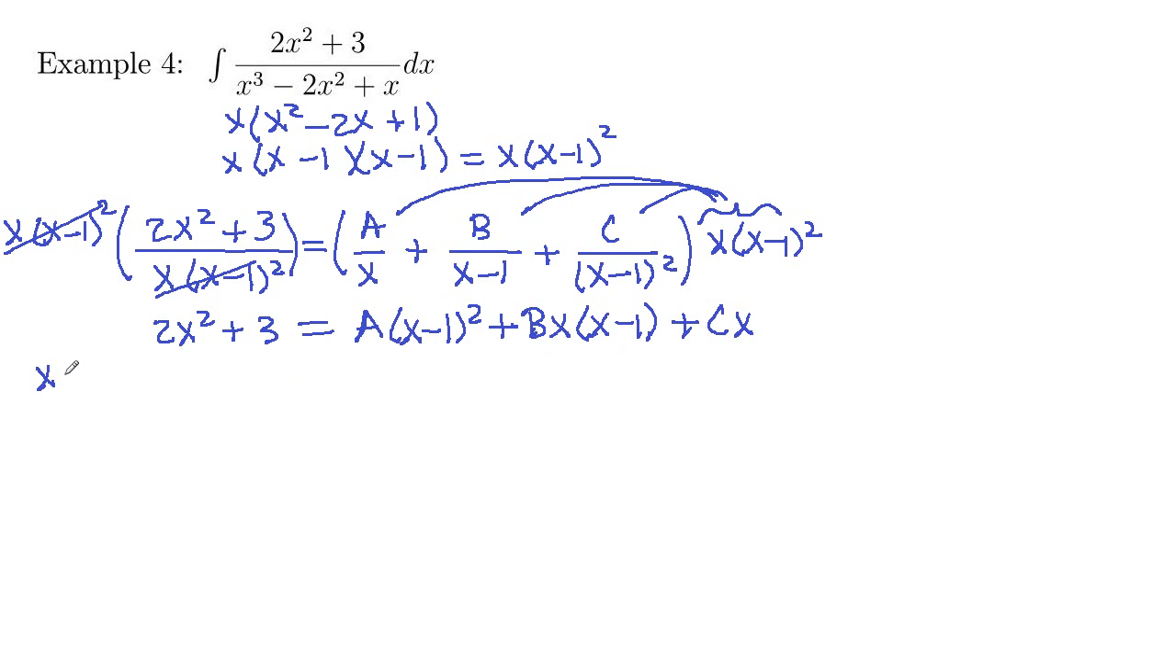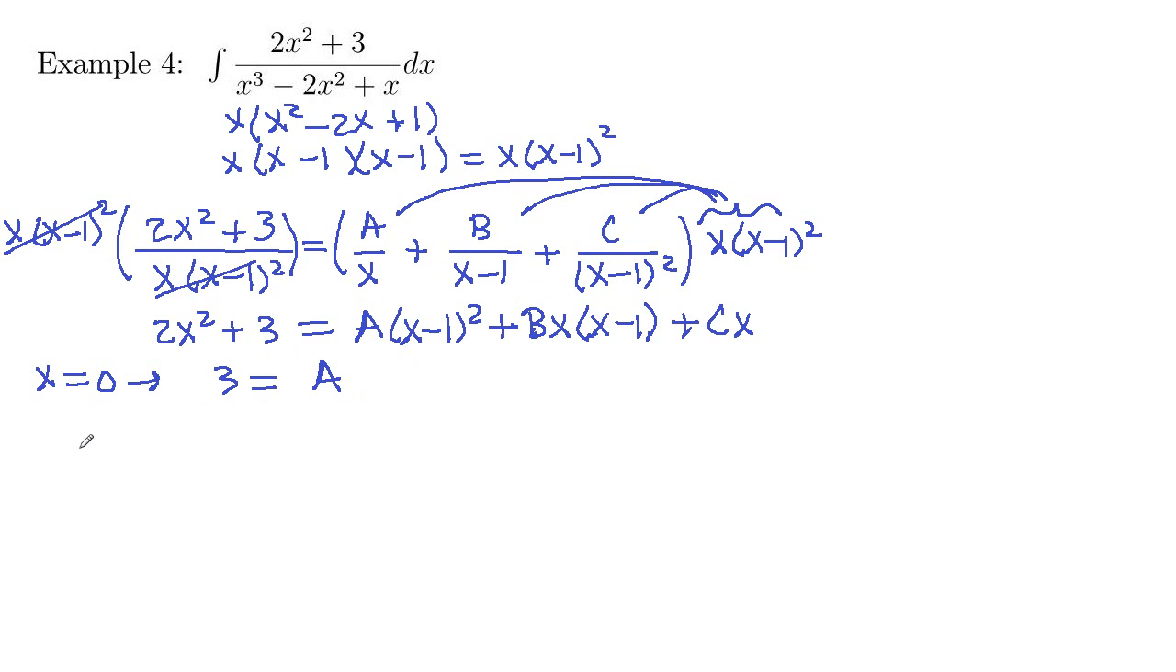So we could use x equals 0. On the left, 2 times 0 squared plus 3, which is 3. On the right, 0 minus 1 is -1, squared is 1, so that's just 1A, or A. Here, B times 0 is 0, C times 0, 0. So everything else drops out. So A equals 3.